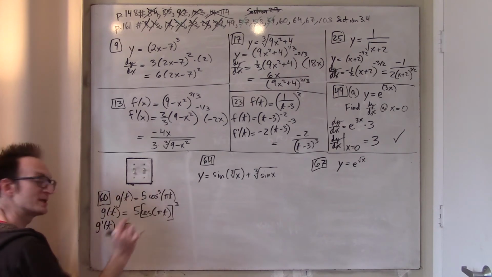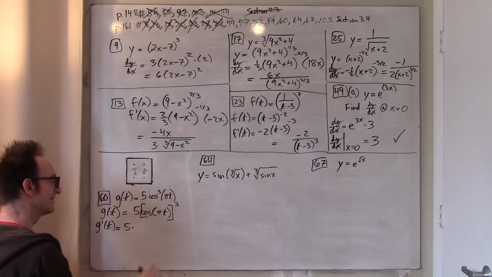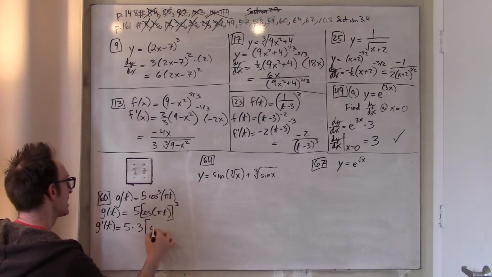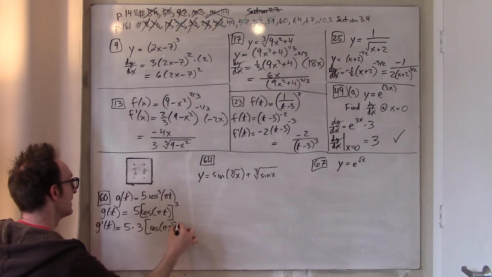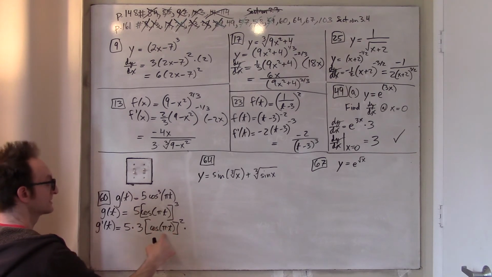Okay, well, taking it one step at a time and applying the chain rule recursively, we see that the derivative of something cubed is 3 something squared, back inside for the derivative of the something. So now I need to differentiate cosine pi t.